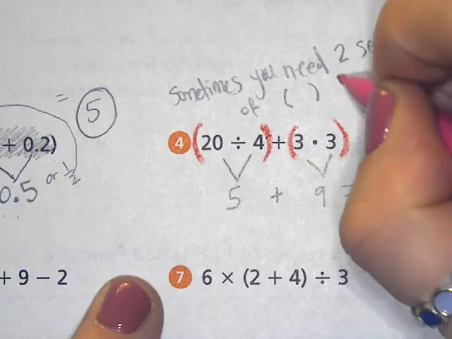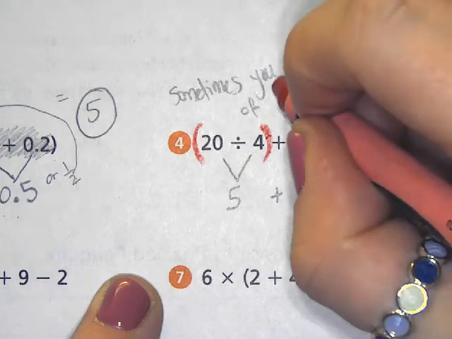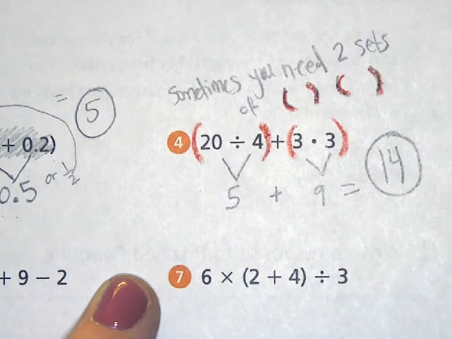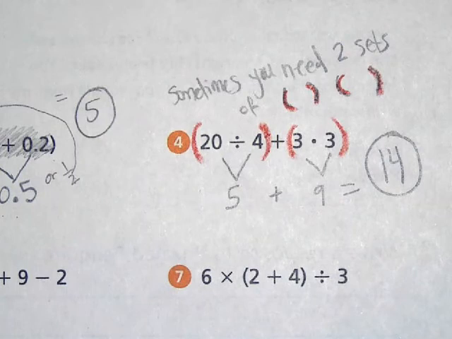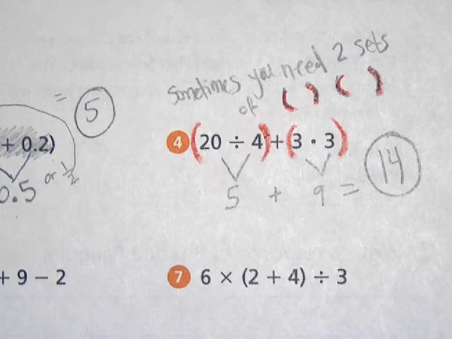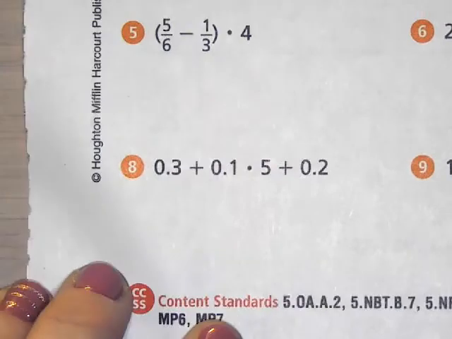And I'm always just going to abbreviate parentheses with the symbol. Sometimes you need 2 sets, and I'll actually draw 2 sets of them. A set means like a pair. So that's a set, and that's a set. Sometimes you need 2 sets of parentheses. All right. Number 5. Let's move along.